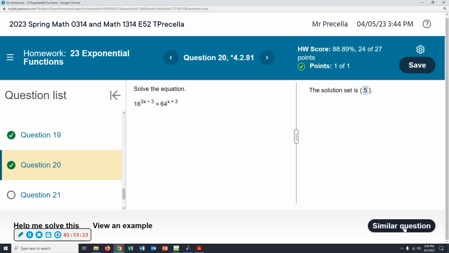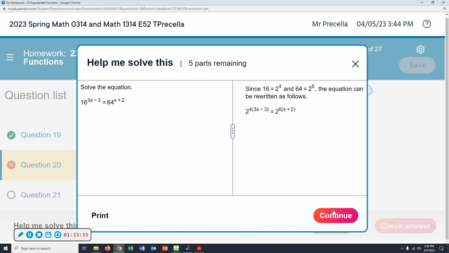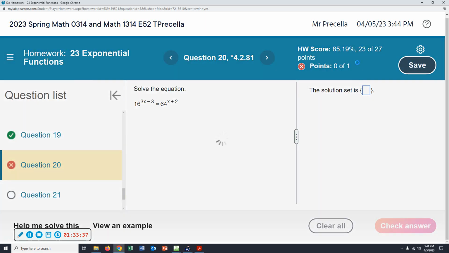Let's do a similar question on number 20. No, it's the same problem, or basically the same. Click help me solve it here. Okay, here's a good one. So this is another number 20, because there's only one like this in the assignment.